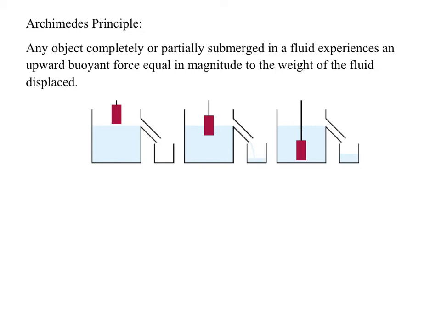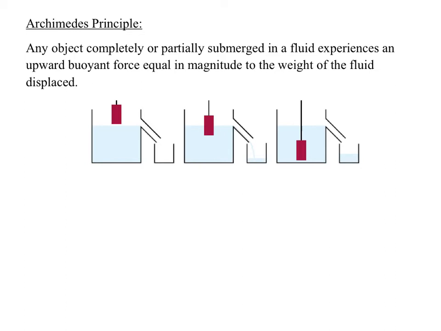Once it's fully submerged, all the water from the volume equal to this object has come out of the actual chamber, into that little side chamber. Now, what we'll notice is Archimedes' principle. Marco, read that for us, nice and loud. This is really important. Any object completely or partially submerged in a fluid experiences an upward buoyant force equal in magnitude to the weight of the fluid displaced.